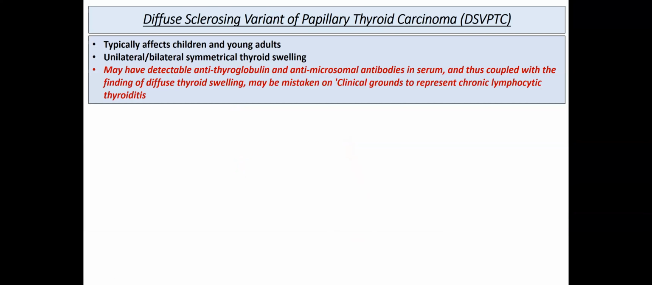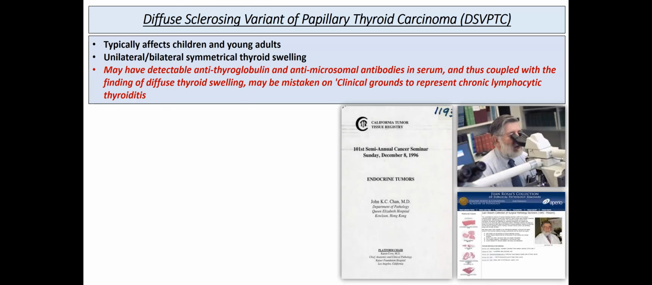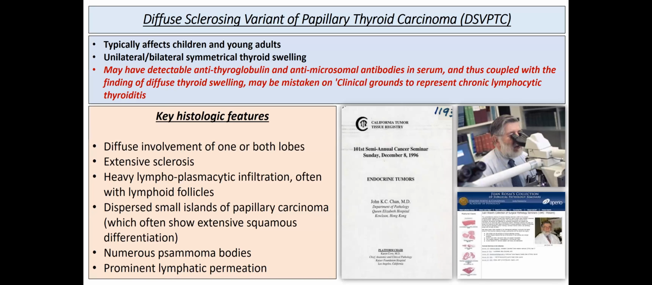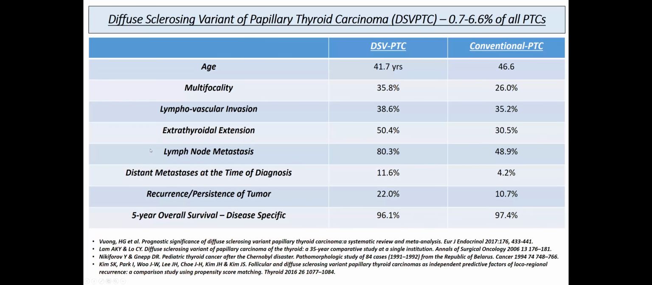Because this tumor is destroying the thyroid gland and causing inflammation, it can mimic the clinical picture of chronic lymphocytic thyroiditis. Patients can present with anti-thyroglobulin or anti-microsomal antibodies, which is the clinical picture of chronic lymphocytic thyroiditis. This tumor's features were described by Dr. Rosai, who was actually one of my mentors, and you can see these are the key histopathologic features of these tumors.